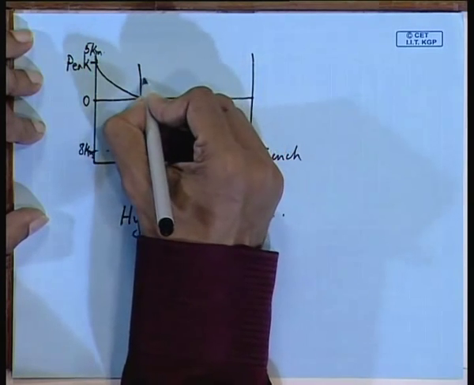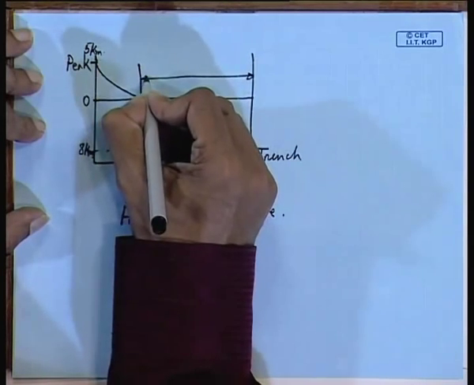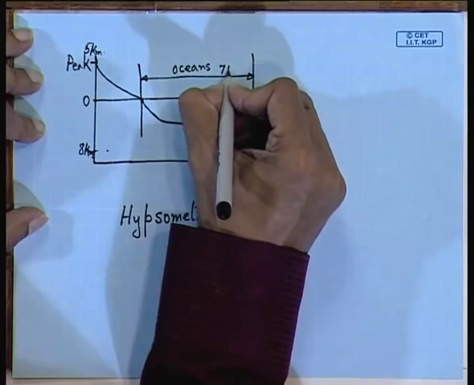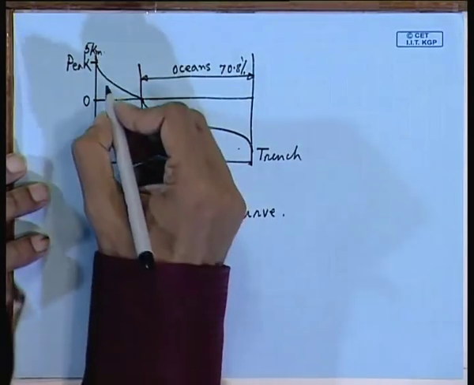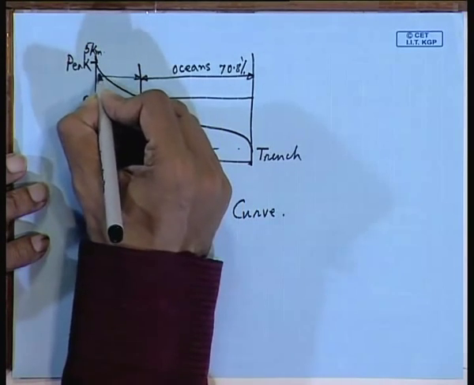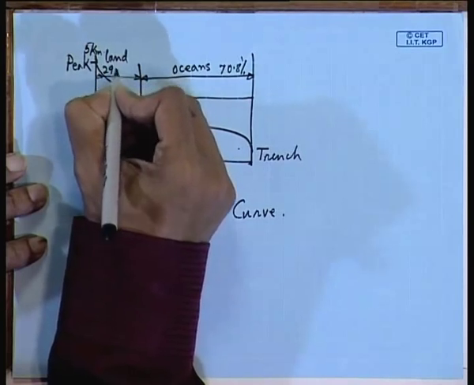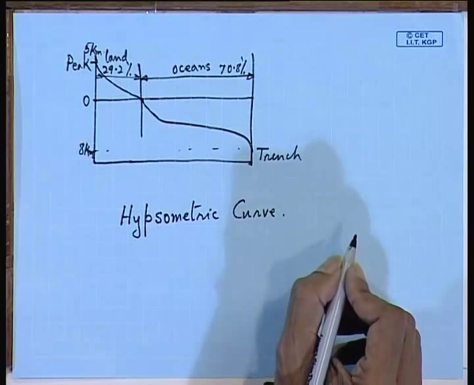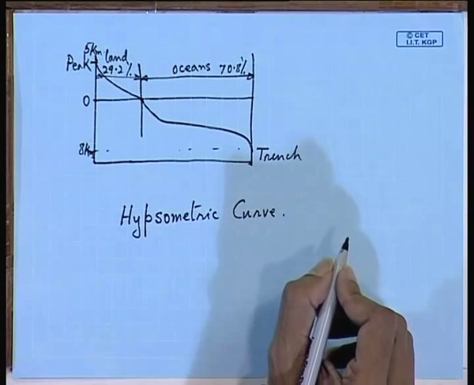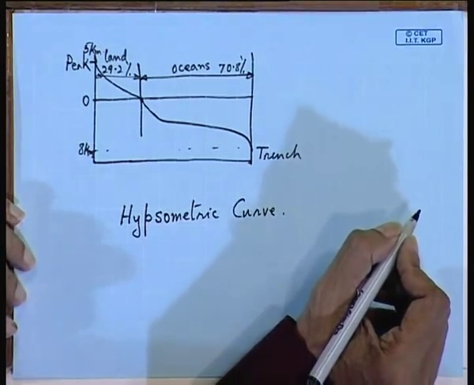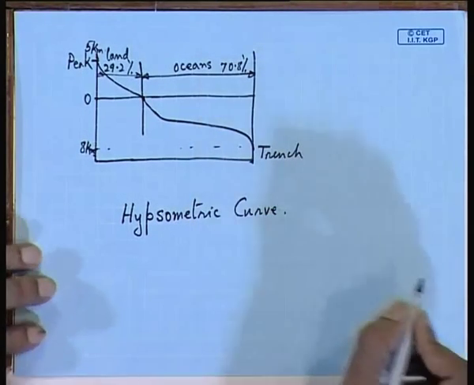So this percentage is consumed by oceans, 70.8% of the Earth's surface, and the rest is your land elevation. This is 29.2. So 70.8% of the Earth's surface has a depression from 0 to 8 kilometers, and 0 to approximately 5 kilometers is covered by land elevation of 29.2%. So this is called a hypsometric curve.